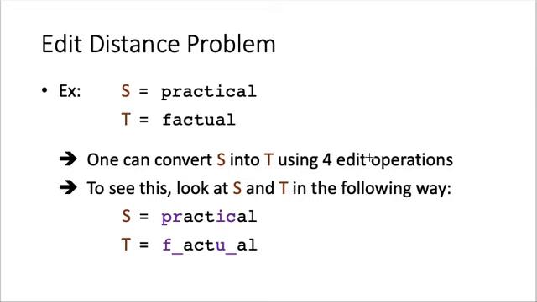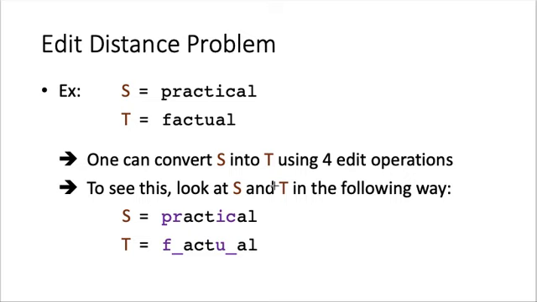So which 4 edit operations allow us to convert S into T? The first one is we replace P by F. And next we delete R. And next we replace I by U. And next we delete C. So in that case, after these 4 edit operations, we are able to convert S into T.